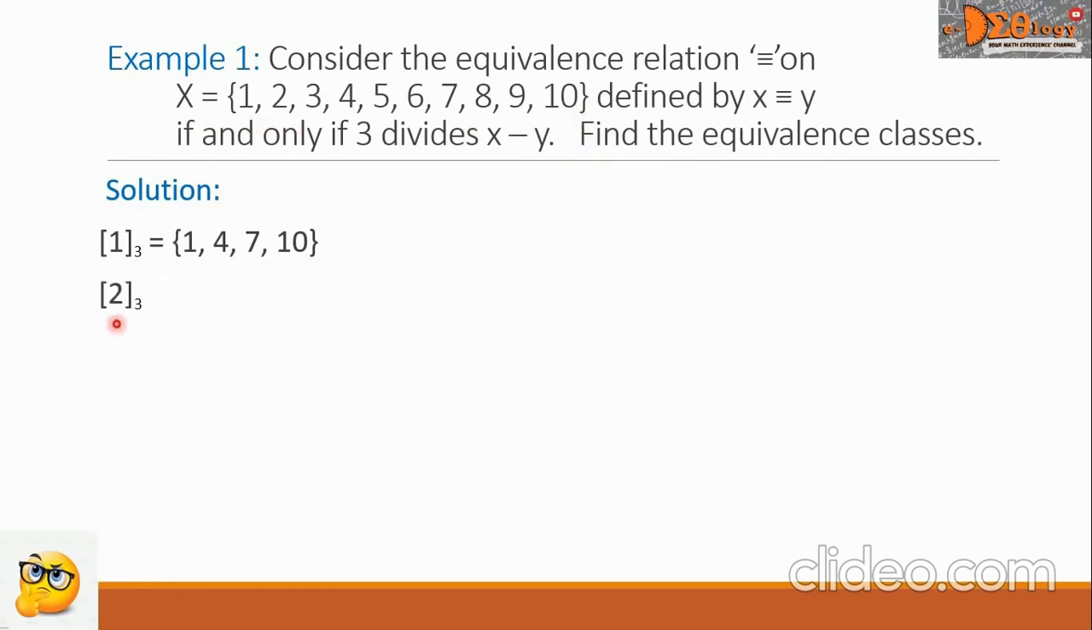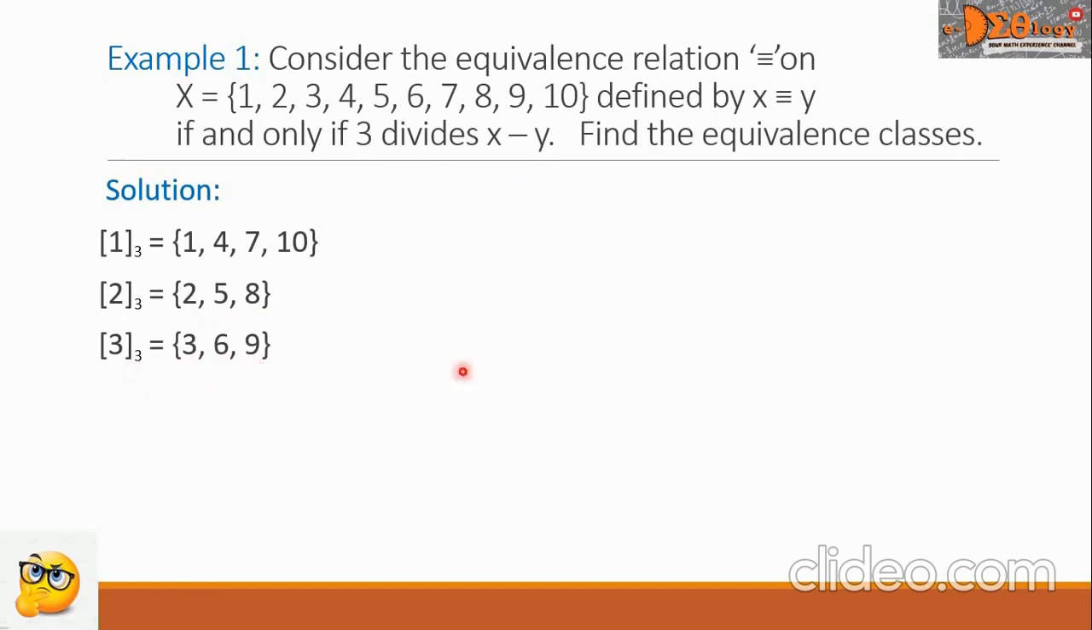Next is equivalence class of 2 of the relation congruence modulo 3. The elements are starting from 2, 2 plus 3 is 5, 5 plus 3 is 8. Next is equivalence class of 3 of the relation congruence modulo 3. The elements are starting from 3, 3 plus 3 is 6, 6 plus 3 equals 9.